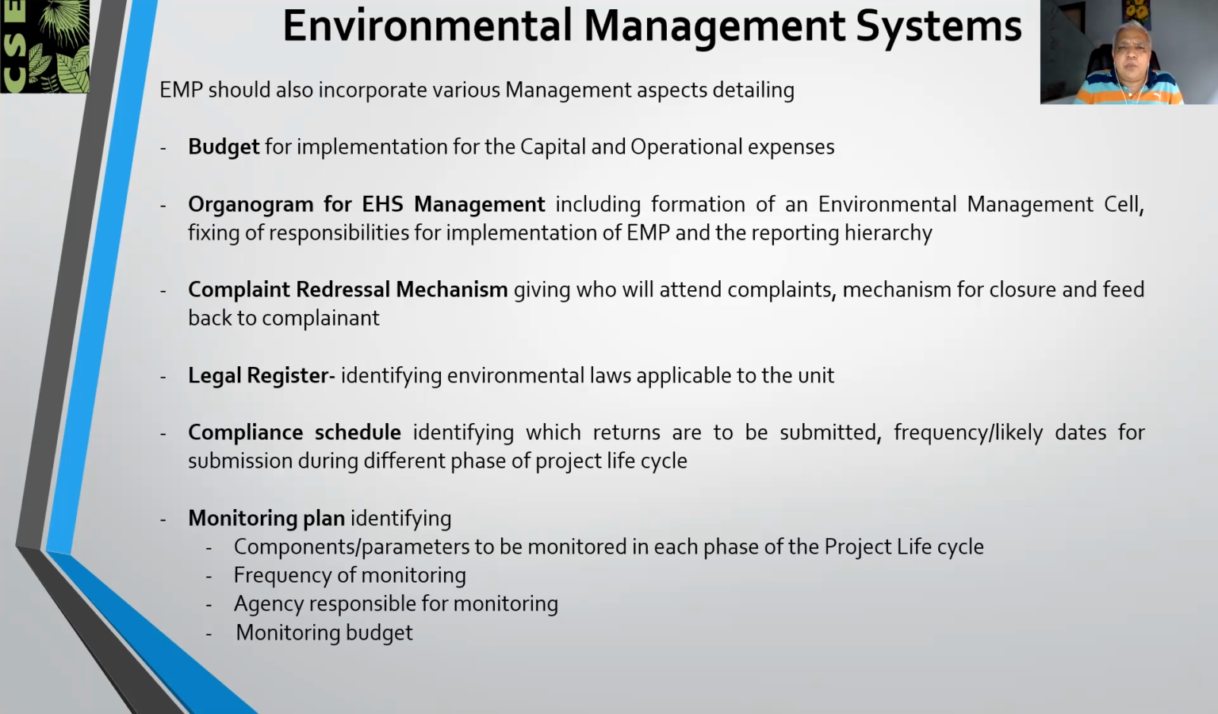So it is essential that proponents should prepare a realistic budget by taking quotes from some of the vendors. There should be some margin kept for escalations, etc., or for changes in environment protection technologies. And a track should be kept by keeping a separate account of all the budget measures. Then the second aspect, which is most important, is the organogram for EHS management. The company should provide for an environment management cell, fixing responsibilities for implementation of the EMP, and the reporting hierarchy should be very clear.